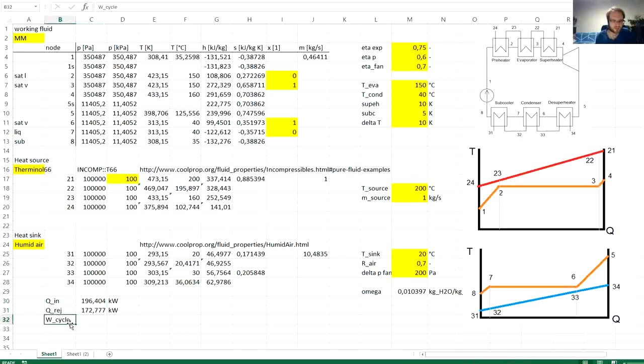Well, now let's have a look at the work of the expander, which should be the mass flow rate of the ORC fluid multiplied by the enthalpy difference 4 to 5, H4 minus H5. Similarly, work of the pump.